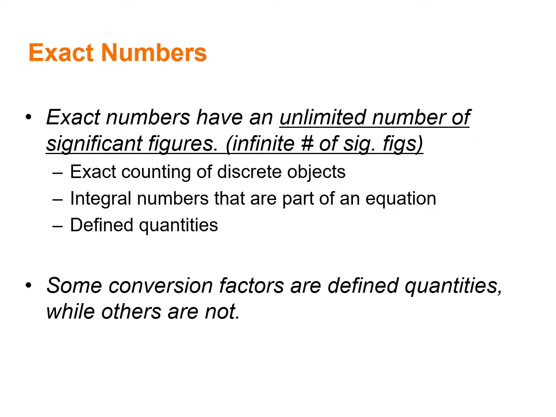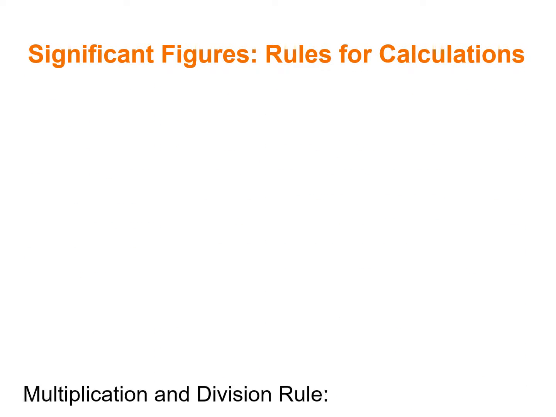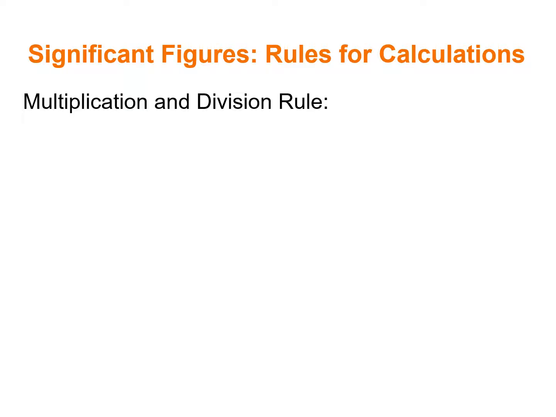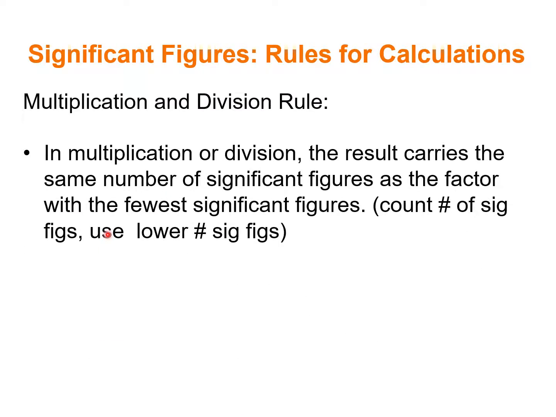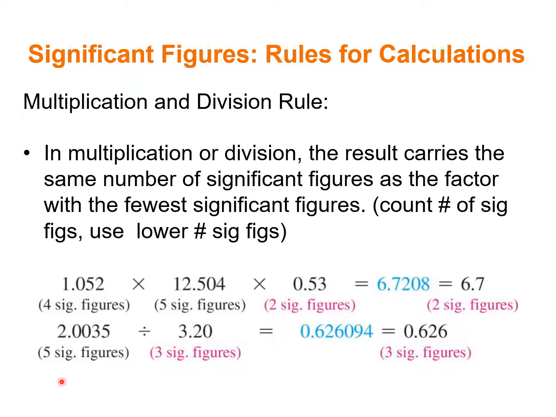Some conversion factors are defined quantities, others are not, so you have to keep in mind which are defined and which are not. Significant figure rule for calculations. When you do multiplication and division, you have this rule: in multiplication and division, the result carries the same number of significant figures as the number with the fewest significant figures. So you have to count the number of significant figures for all the numbers in your multiplication and division, and then you use the least number of significant figures for the final answer.